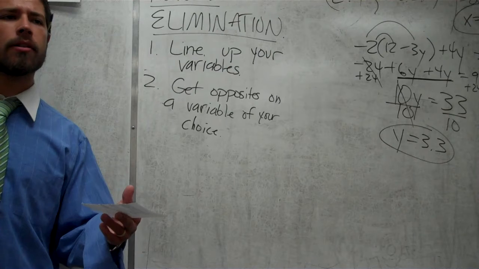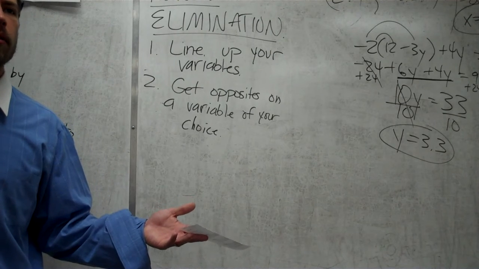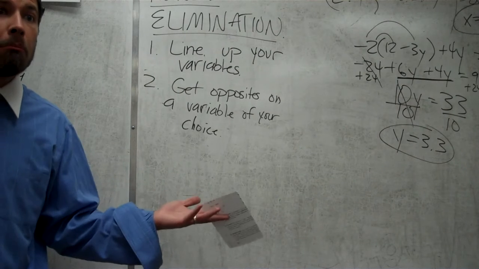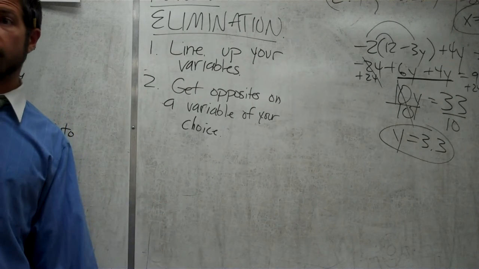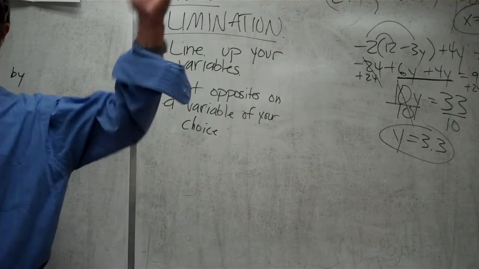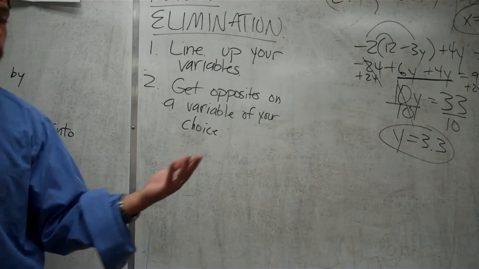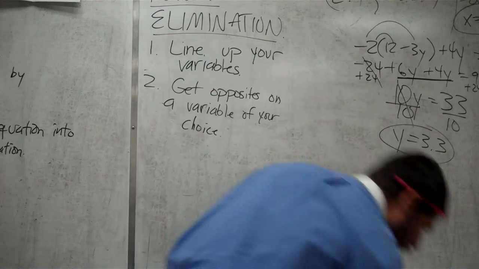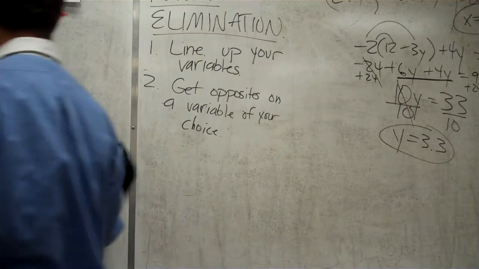What does opposites mean? What are opposite numbers? Like 4 and negative 4, right? So if you have a 4x and a negative 4x, that's good, right? What about like 9y and negative 9y, that's good. That's what you want, okay? You line your stuff up, and you get opposites on whichever one you like. Now some of them will already be set up for you.